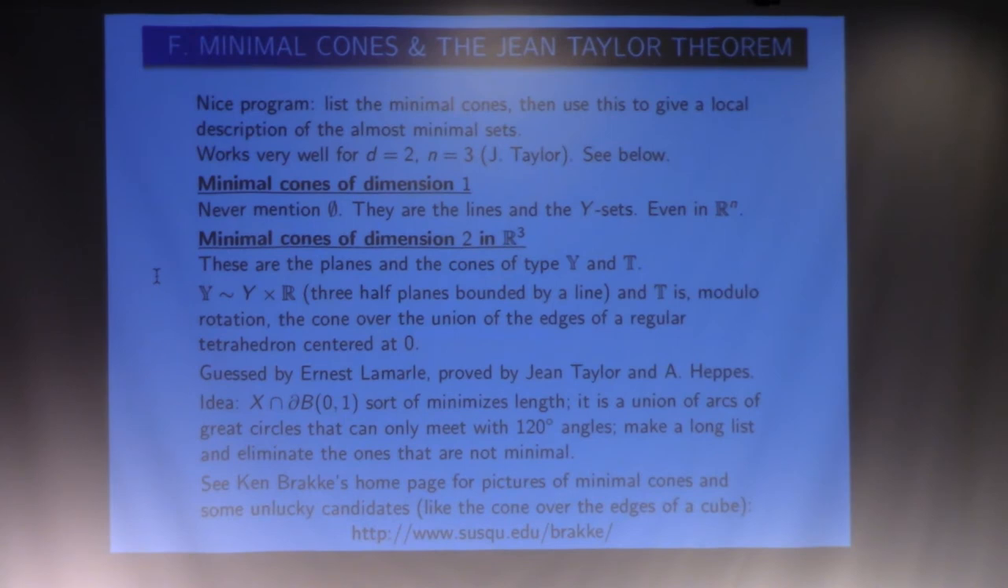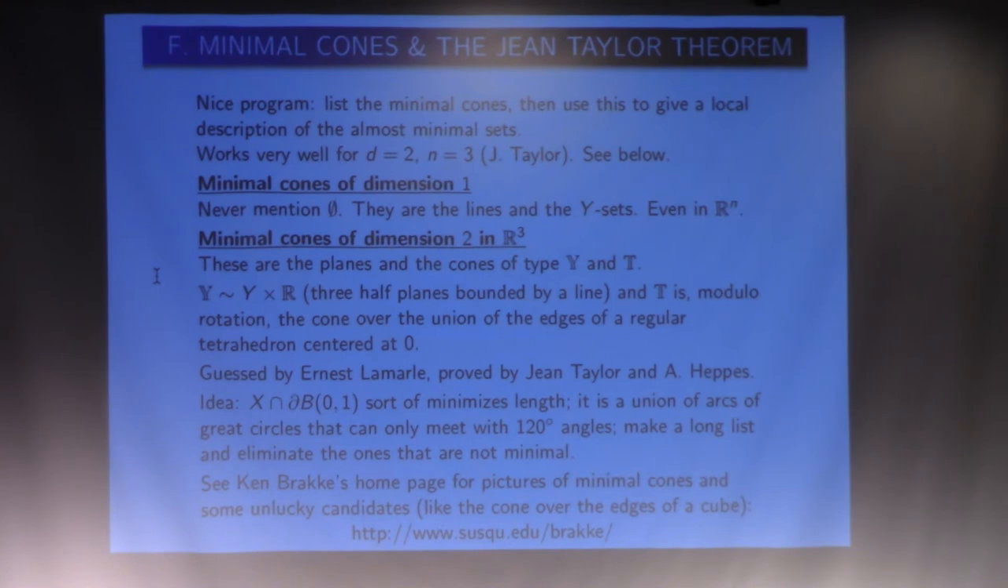Of course, as you guess, minimal cones of dimension two are more interesting. And what happens in dimension three is the following. There is a full list. The full list was finished, I think, by Jean Taylor. And the list is the following. You're not surprised, but planes, cones of type Y, you've seen a picture before. Cones of type T coming from a tetrahedron, you've seen a picture twice also.